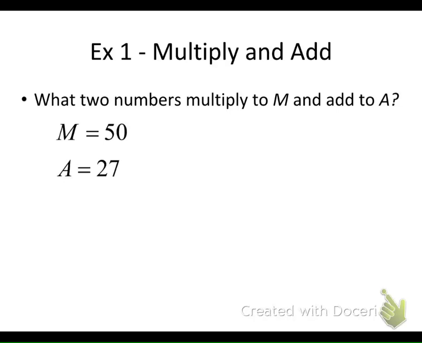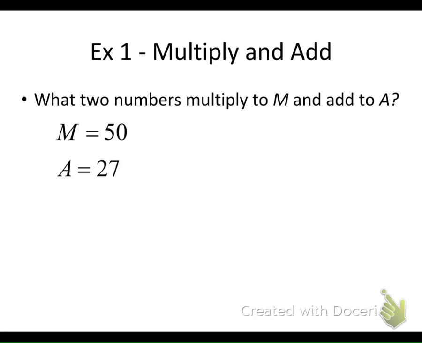Okay, so today's lesson, like I said, we're going to multiply and add. What that basically means is we're going to think: what two numbers can we multiply together to get the m, but then use those same two numbers, or same two factors, and add together to get 27? So when you think m, that means multiply; a, that means add.